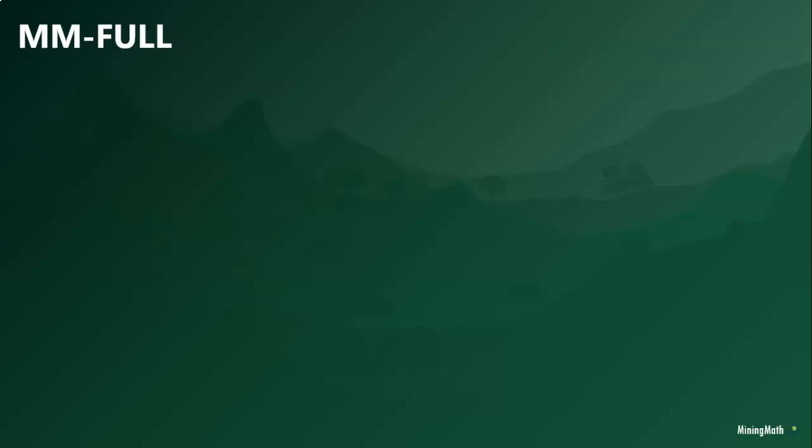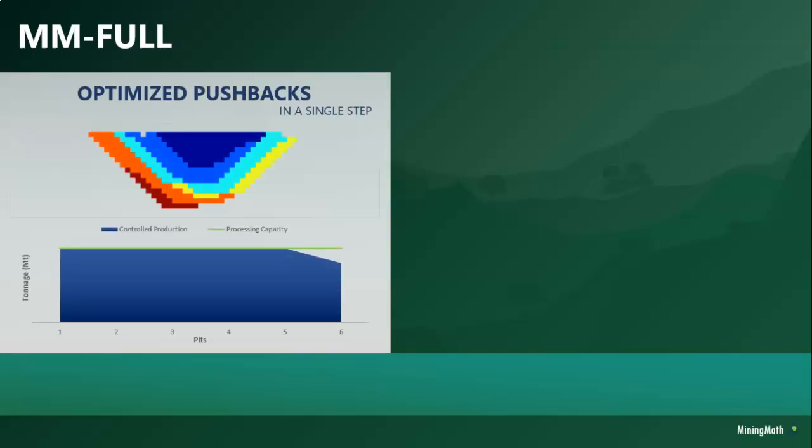MindMath Full is our other version of MindMath. And here you can have all the possibilities that you had before and more. Here we can control not just the ore production, but you can control waste too. You have multiple destinations. So for example, if you have different materials being collected in this mine, you can have one processing plant, and two or three, however many you want, however many are interesting for you.